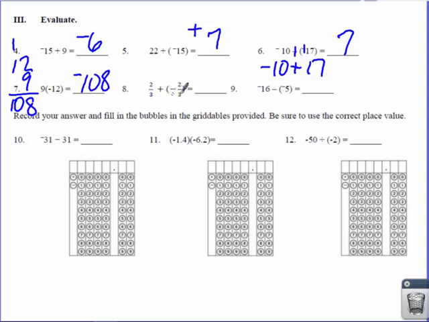Okay, 2/3 plus negative 2/3. Well, it's a fraction problem. Don't be scared of that. Our signs are different, and it's plus, so we subtract. 2/3 take away 2/3 just gives us 0.